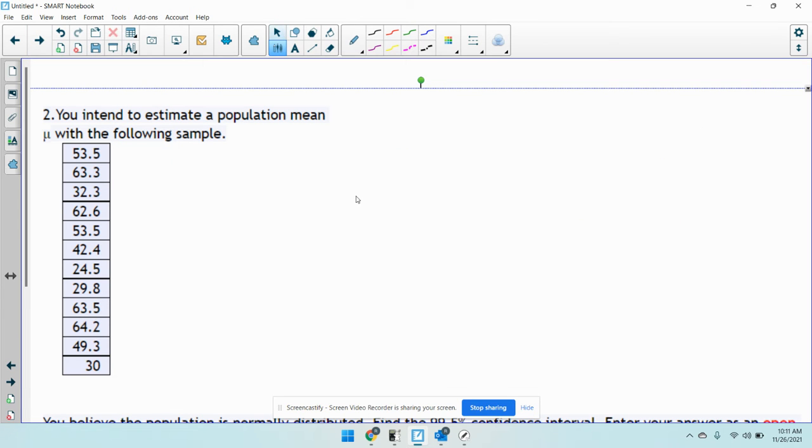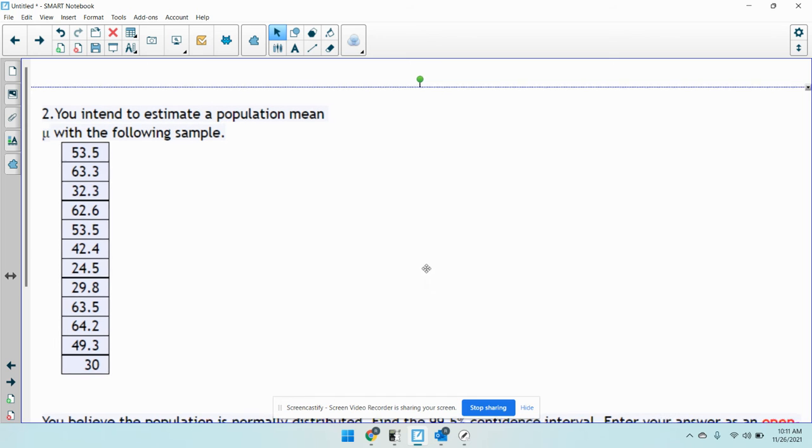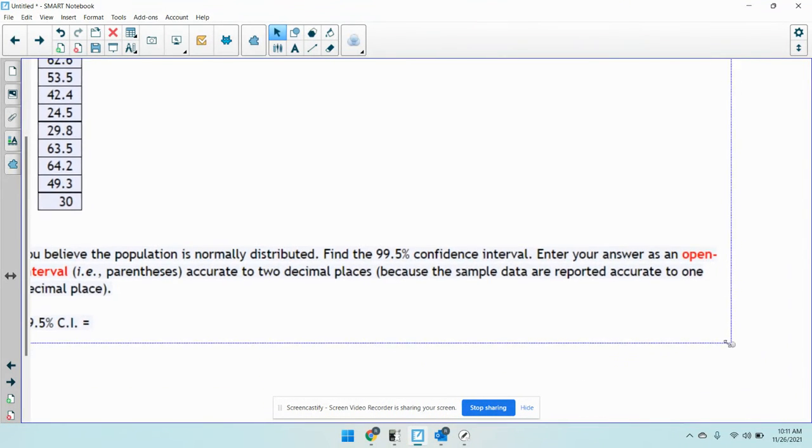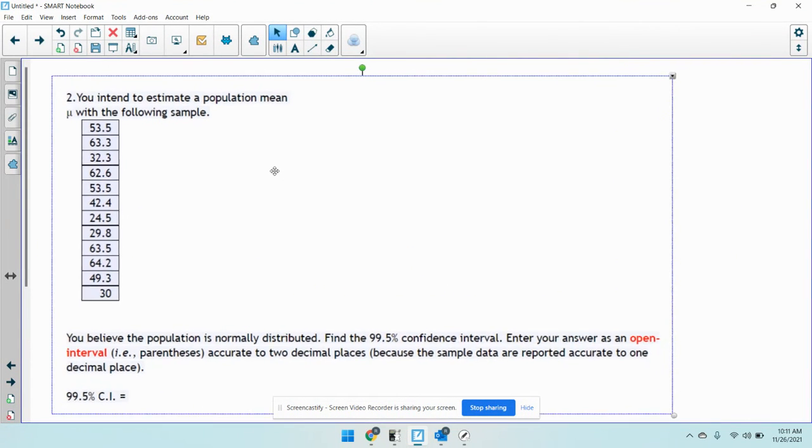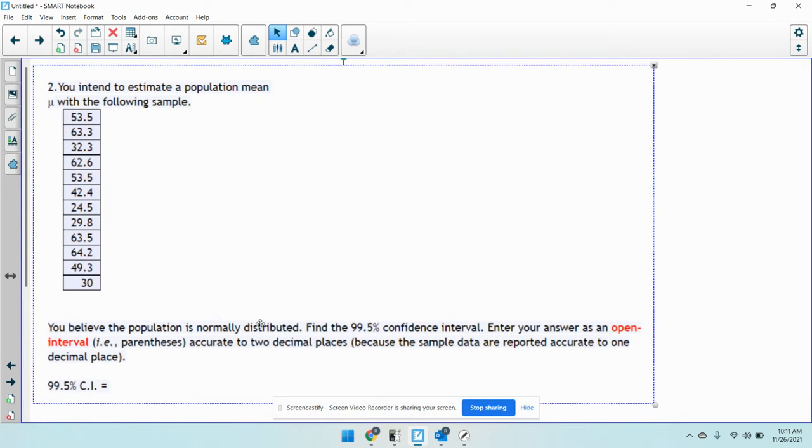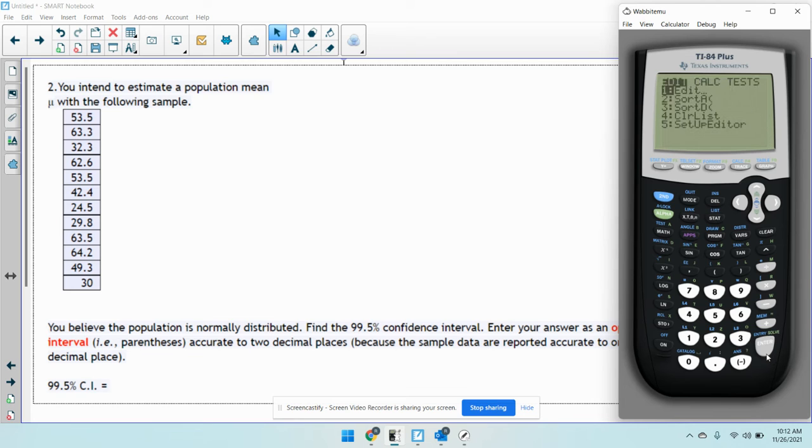Number 2 says you intend to estimate the population mean. Okay. So you believe the population is normally distributed. Find a 99.5% confidence interval. Let's see here, accurate. So there's no mention of sigma again. So this is going to be a t interval as well. Let's see if I can just input these real quick.